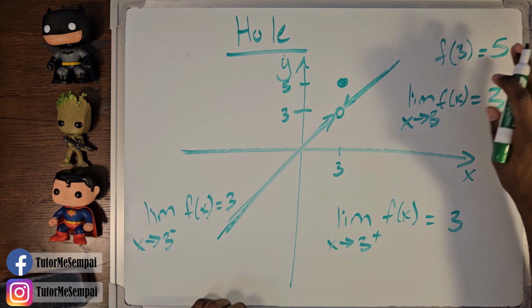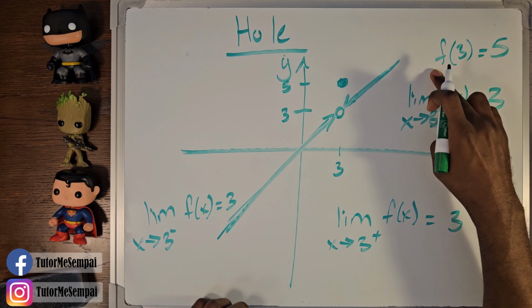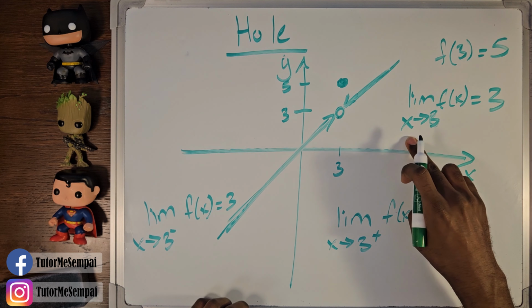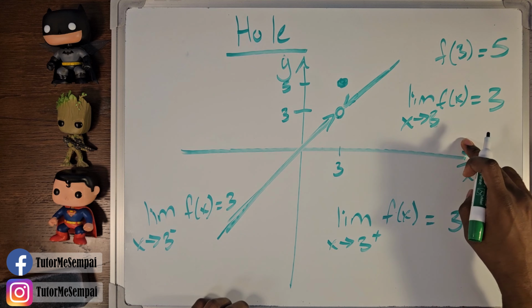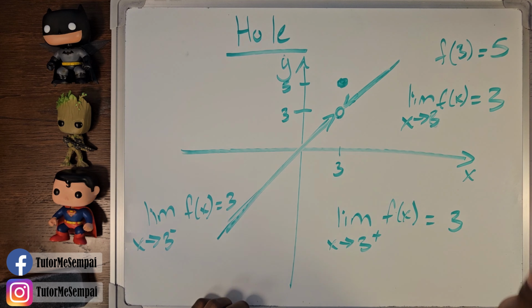3 and 5, not the same thing, but we're not asking for the same thing. This is asking for the value at 3. This is asking for the limit as x approaches 3. Asking for two different things. And you can have this and still be a function. You're simply a discontinuous function.